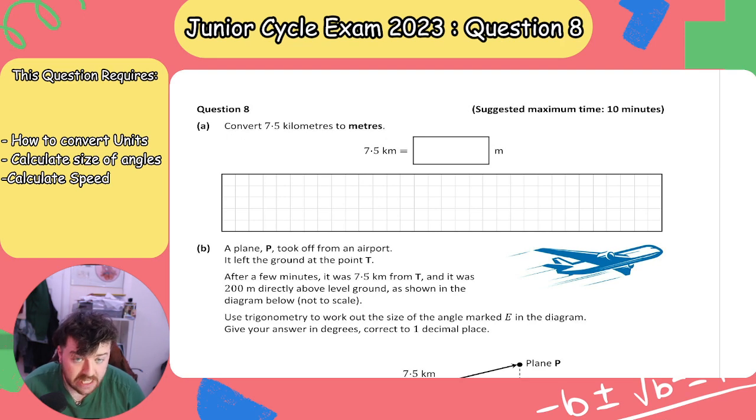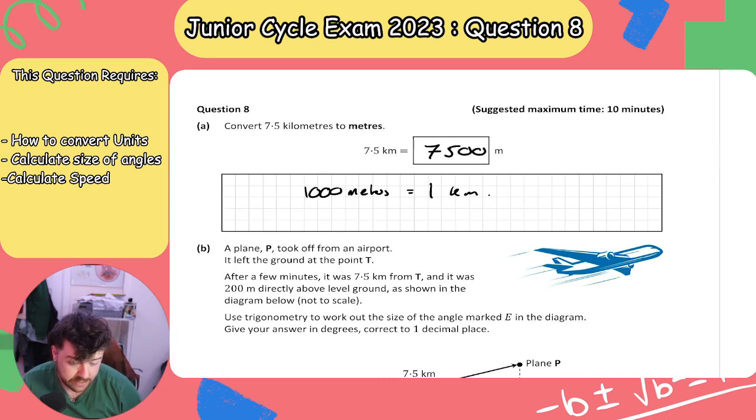Let's get cracking. So, this question required you to convert units, calculate size of angles using trigonometry, and also calculate speed. So, convert 7.5 kilometers into meters. There are 1,000 meters in 1 kilometer. Therefore, to convert kilometers to meters, I just multiply by 1,000. So 7.5 times 1,000 is going to be 7,500 meters. Easy peasy, lemon squeezy.